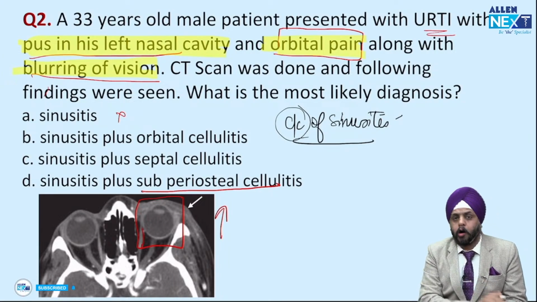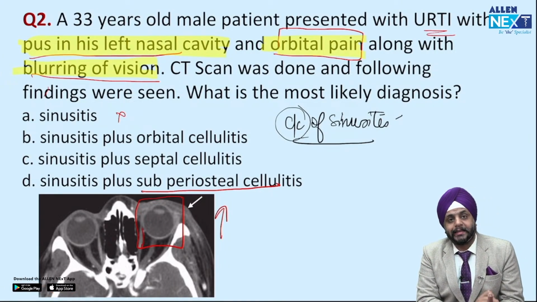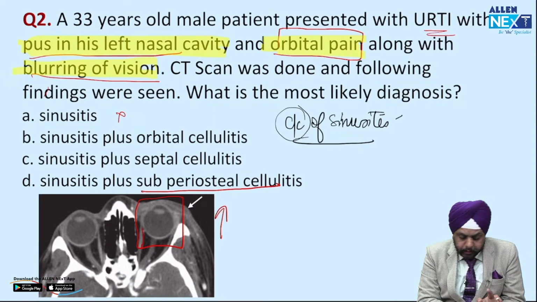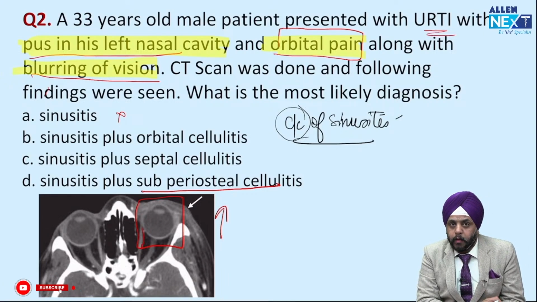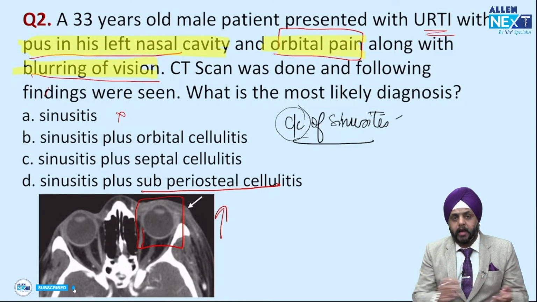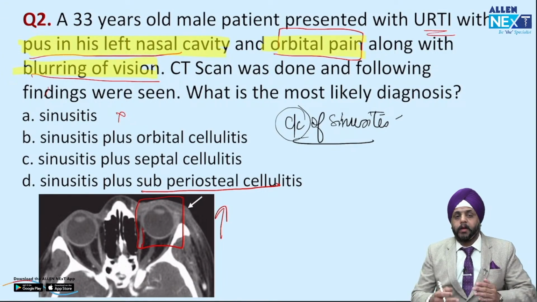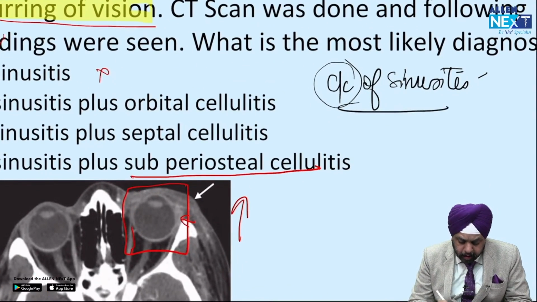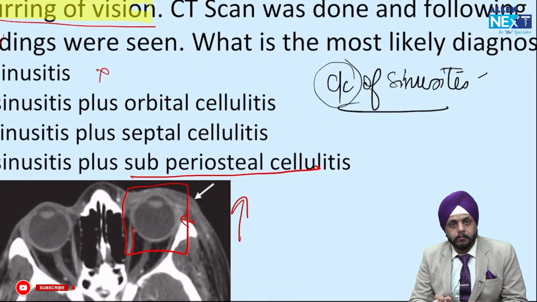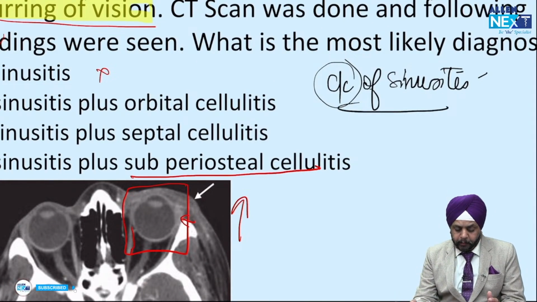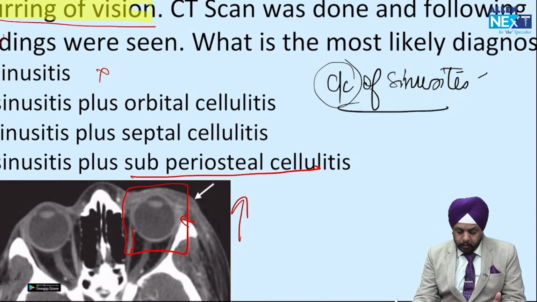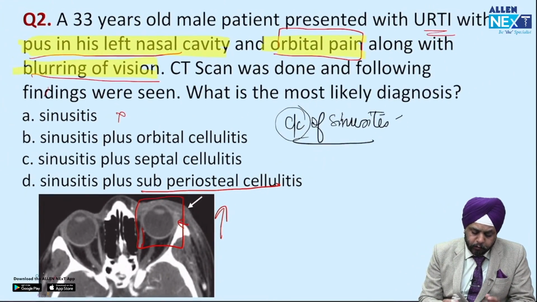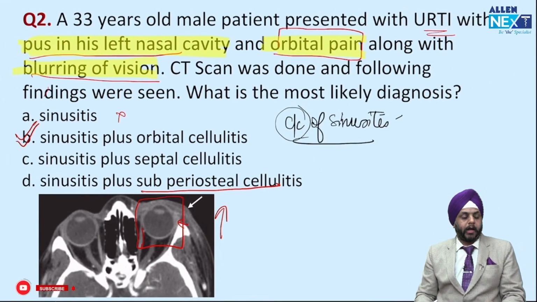There is bulging of the orbit, plus there is blurring of vision. So that is seen if there is orbital cellulitis or orbital abscess. Now, orbital abscess was not there in the options given to me. Plus over here, I cannot see any frank abscess in the cavity. I am not able to see any frank abscess in the orbital cavity. So if there is no frank abscess, there is proptosis. So the only answer left to me is orbital cellulitis.